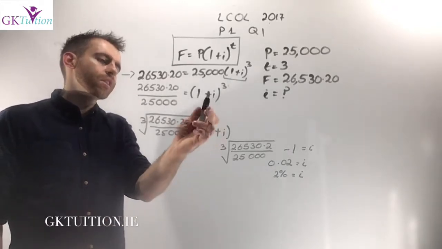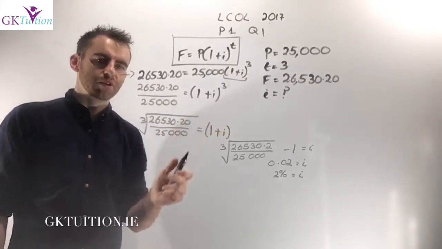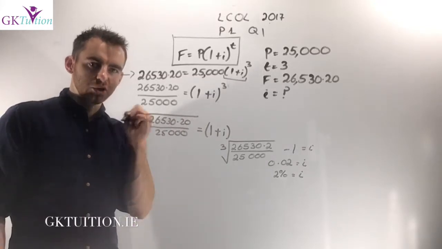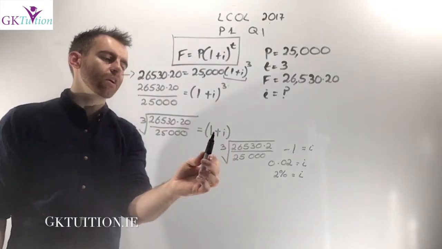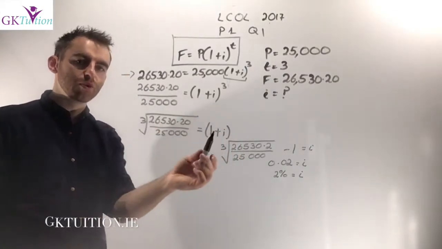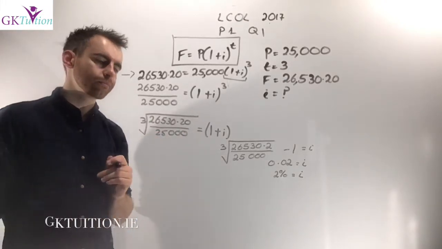Now, you should realize the next problem is the to the power of 3. You need to get rid of this bracket being cubed. The opposite of having something to the power of 3 is to get the cubic root of it. So if you get the cubic root of the right hand side, you're just left with 1 plus I. The left hand side, you have to actually write it as the cubic root. It's the square root sign with a small 3 at the top.